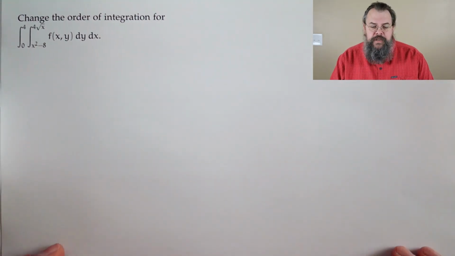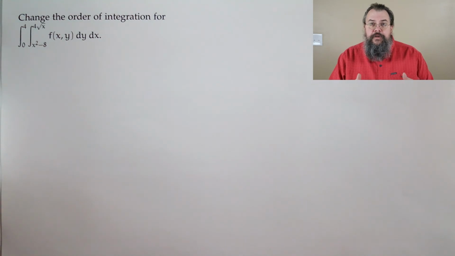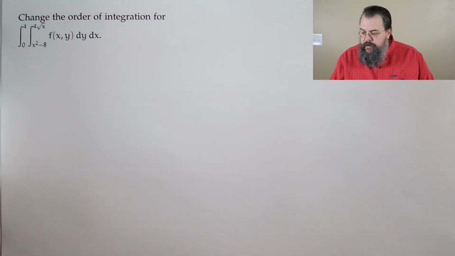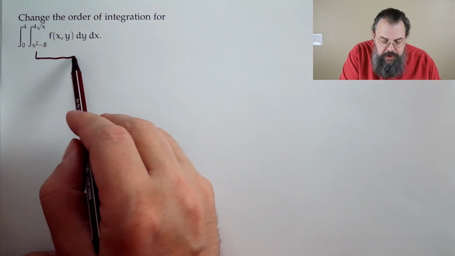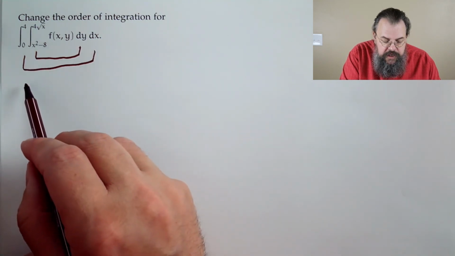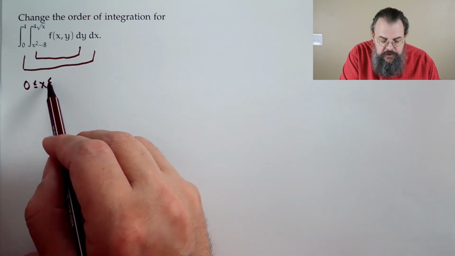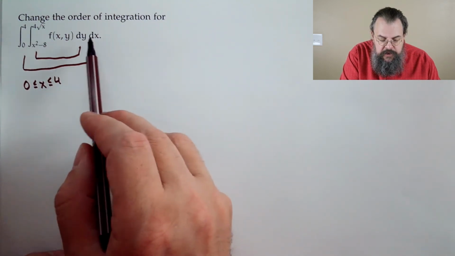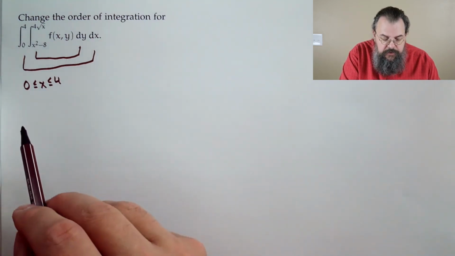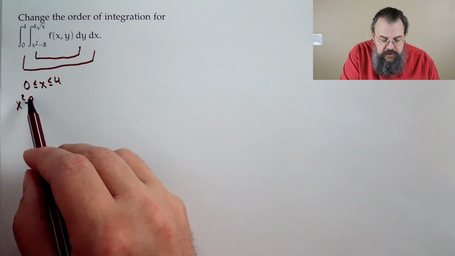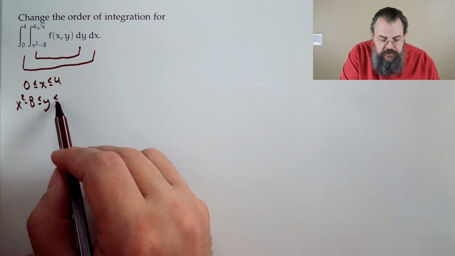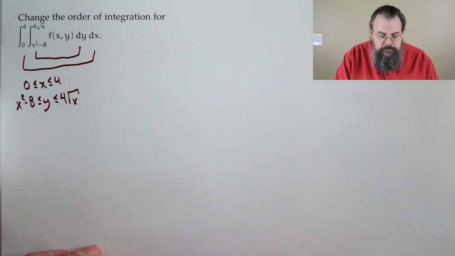So our next problem. Change the order of integration for the following integral. Integral 0 to 4, integral x squared minus 8 to 4 root x, f of xy dy dx. All right, well, let's think about what we have. So we pair things up. Our outer layer tells us that x goes from 0 to 4, because our outer integral is an x integral, x equals 0 to x equals 4. Then the next layer, that's our y integral, so x squared minus 8 is less than or equal to y, which is less than or equal to 4 square root of x.